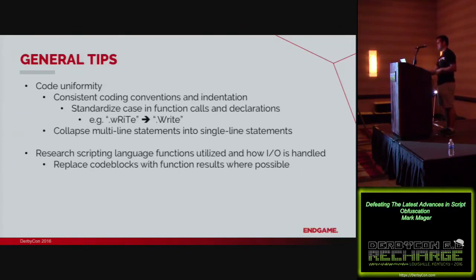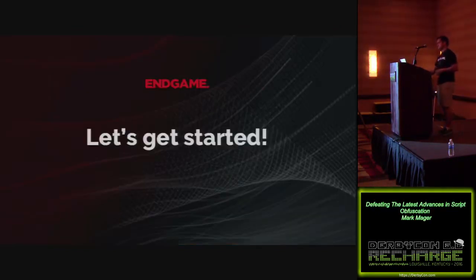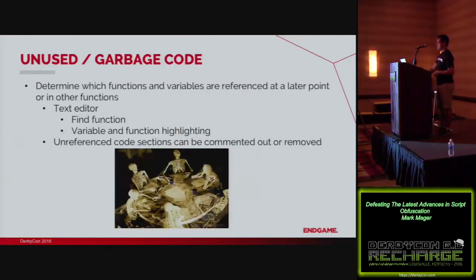All right, let's get started. So for unused and garbage code, first off, you'll want to eliminate any of that where it's apparent. Garbage code is definitely very easily determined by using both variable and function highlighting as well as defined functions provided by your text editor of choice. Any variables or functions that are not subsequently referenced elsewhere within the code can be commented out or removed quite easily.